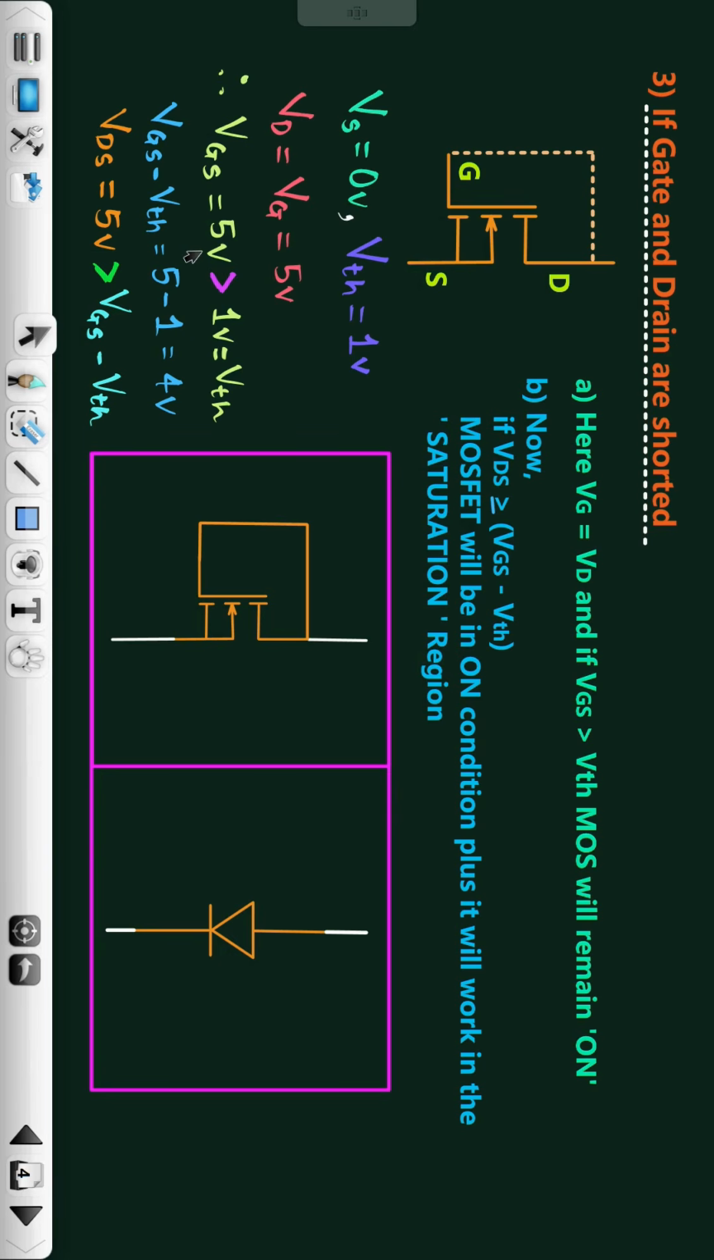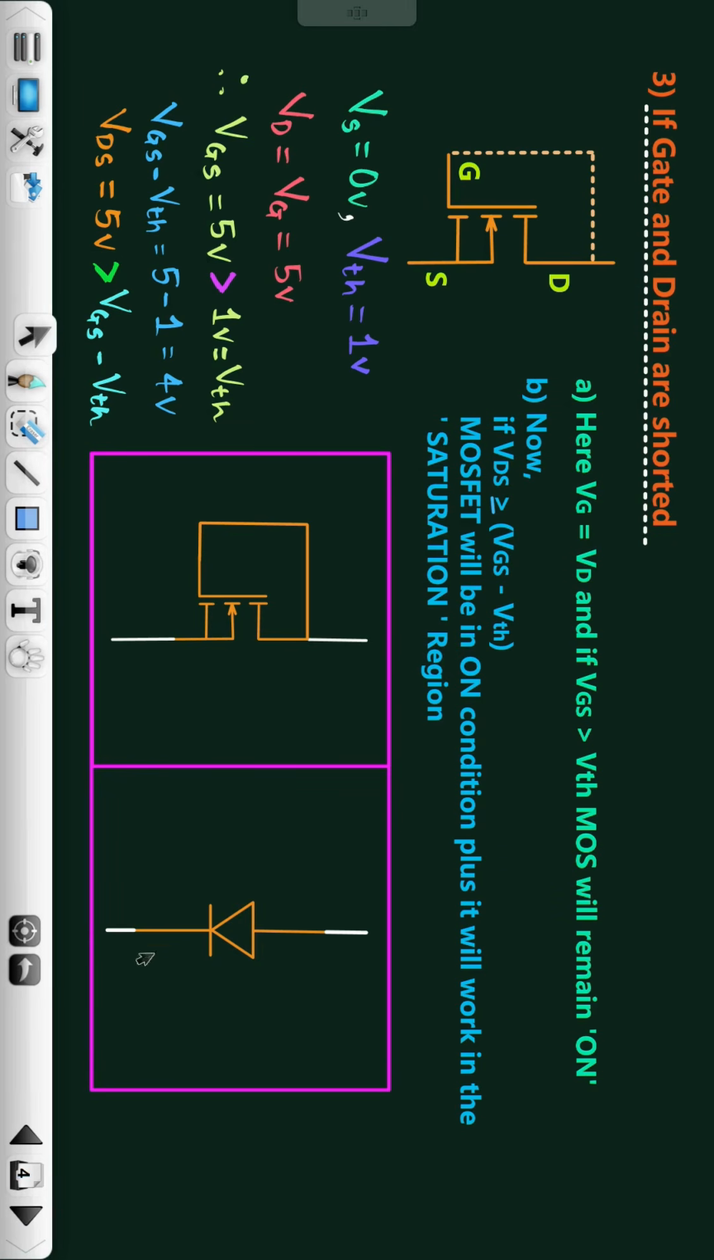So VGS is 5 volts, which is greater than the threshold voltage of 1 volt, and VGS minus VTH is 5 minus 1, that is 4 volts, and your drain-to-source voltage is 5 volts, right? So my drain-source voltage is greater than VGS minus VTH, which was 4 volts. Both of these conditions are satisfied, meaning that here my MOSFET operates in the saturation region. Also we can convert it into a two-terminal device, plus it can act as a diode as well.